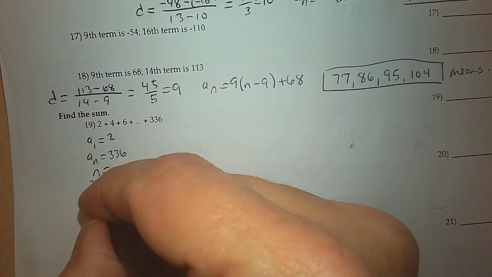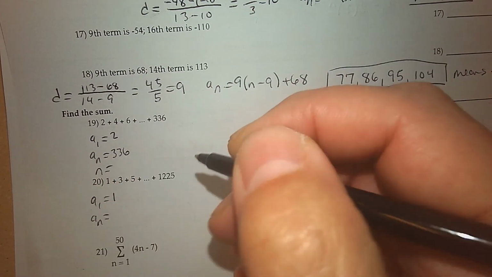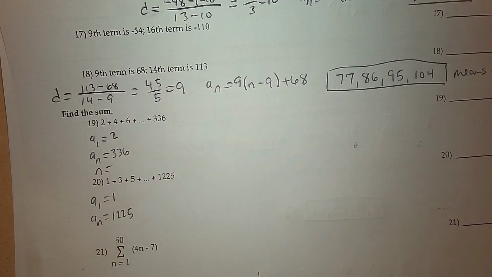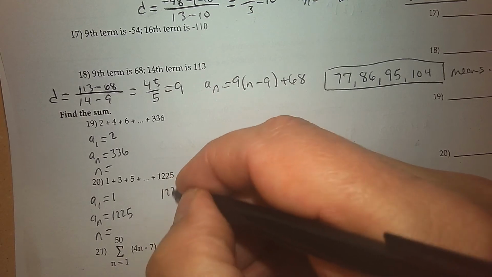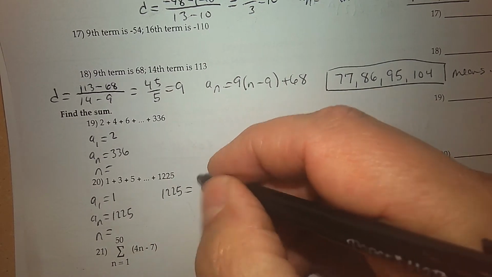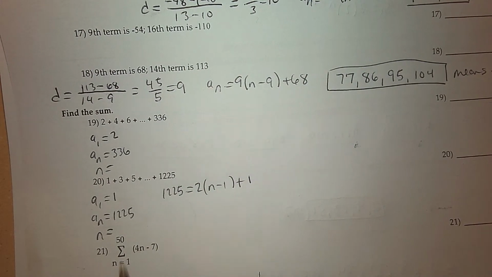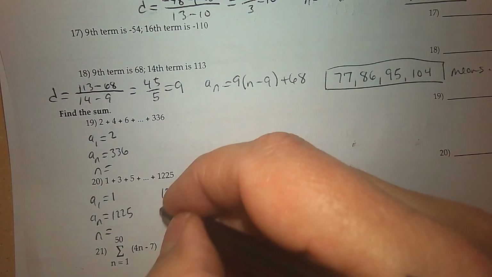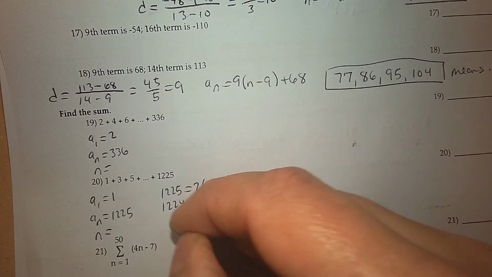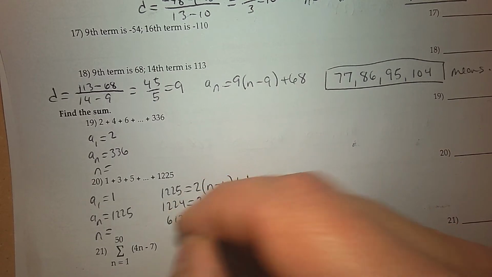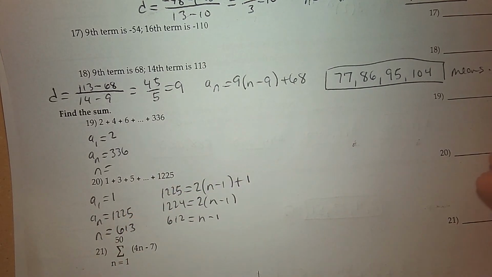Let's do it again. So the first term is 1, the last term is 1225. And again, I don't know n, so I'm going to write a rule for a sub n and then solve it. So the rule would be the common difference is 2, n minus 1, plus 1. There's my rule, and make it equal to 1225. So I'm going to subtract 1. I'm going to divide by 2, and then just add 1 to that. So I know that there's 613 terms.